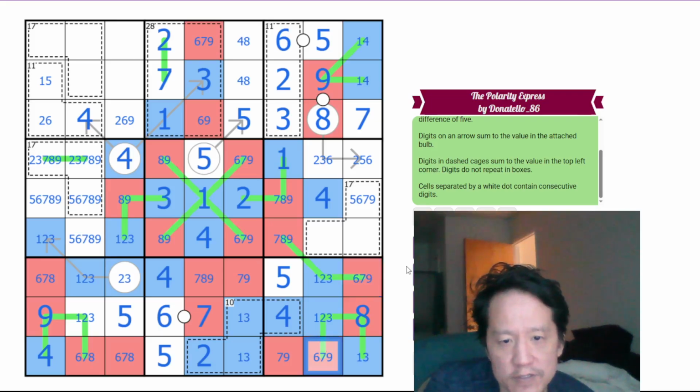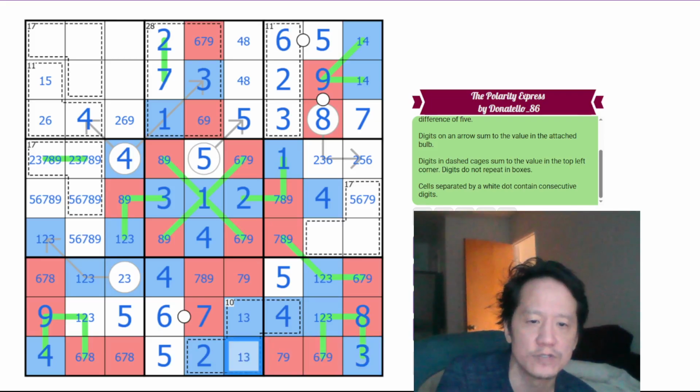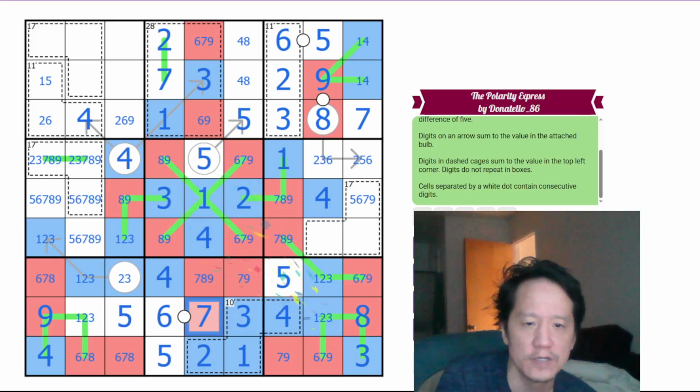One of these is a 6. This can't be 6. So either 6 is here or 6 is here, which forces 1 to be one of these, to be on the German whisper line. Therefore, this can't be 1, and it must be 3. So this is 3, this is 1, this is 3.